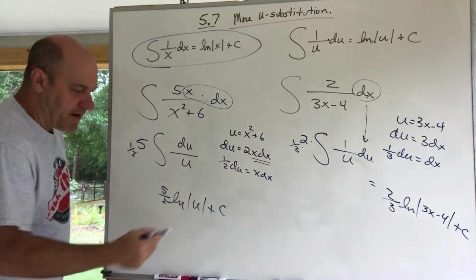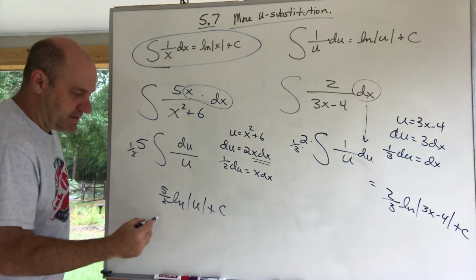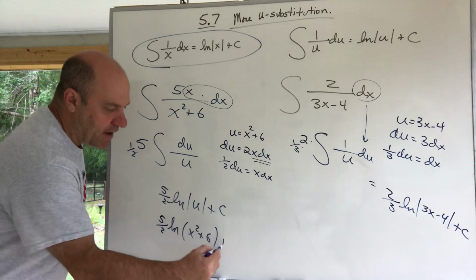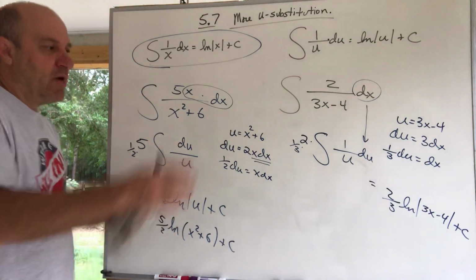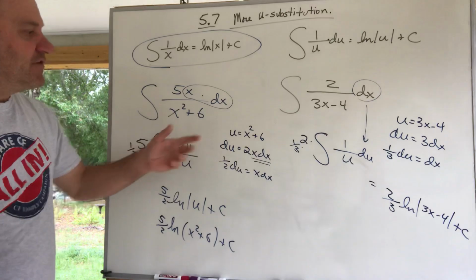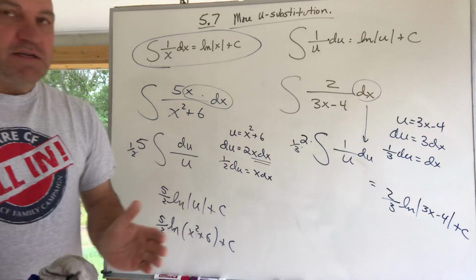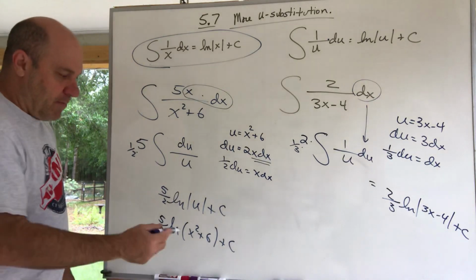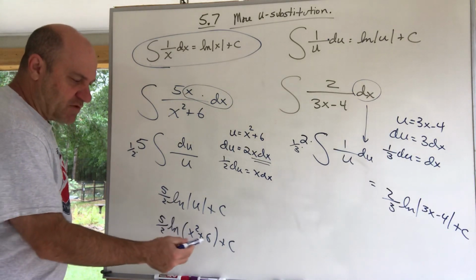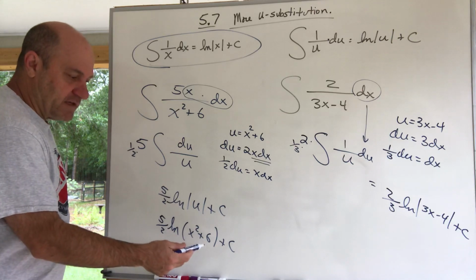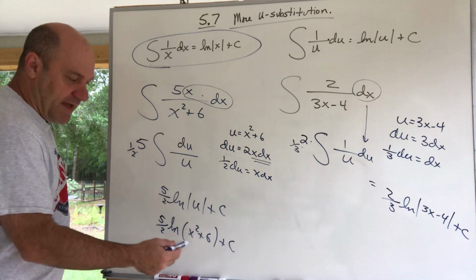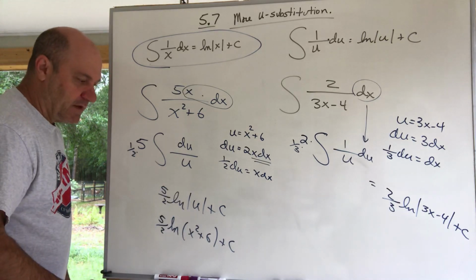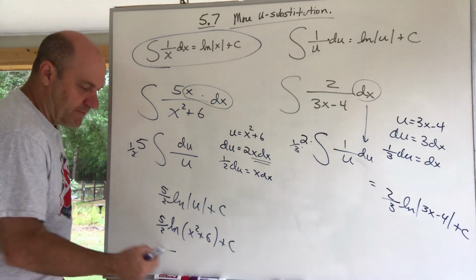By the way, we don't stop there. We should plug u back in. U is x squared plus 6. Well, look what I just did. I lost my absolute value. We always have absolute value on these answers to try to keep the input of the log positive. But you know what? When it's an x squared plus 6, it's always positive. So it's not wrong. It's just redundant to have the absolute value on there. So I took them off. Cool. There's the answer.